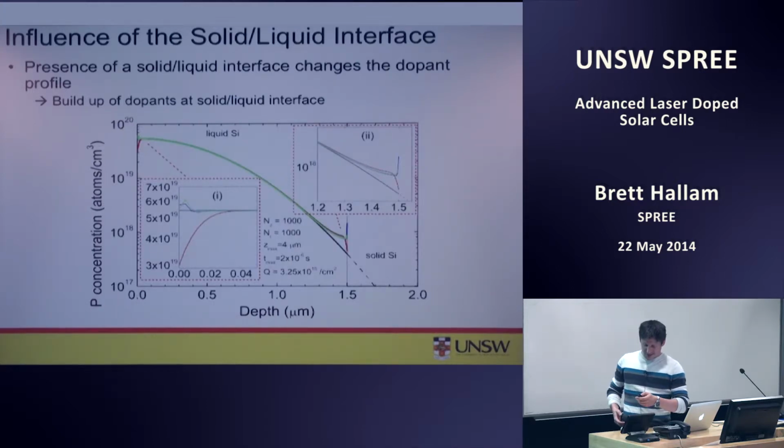So what we find is that basically, no matter what we've done with the 3 different models, essentially the diffusion profile is the same. And it roughly approximates the case where we don't have any influence of the solid-liquid interface up until we're approaching this solid-liquid interface. And then you start to get a build-up of these dopants around this solid-liquid interface.